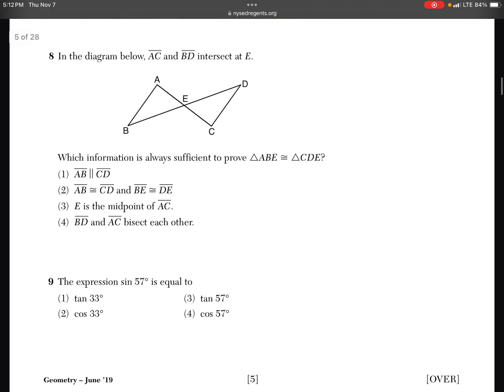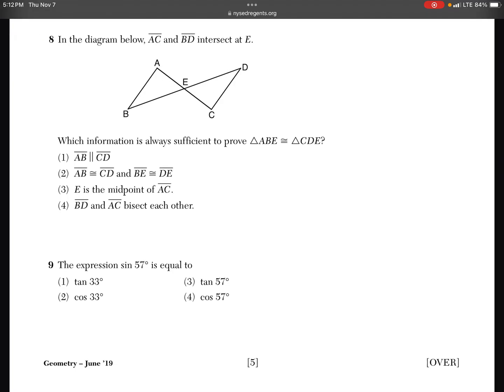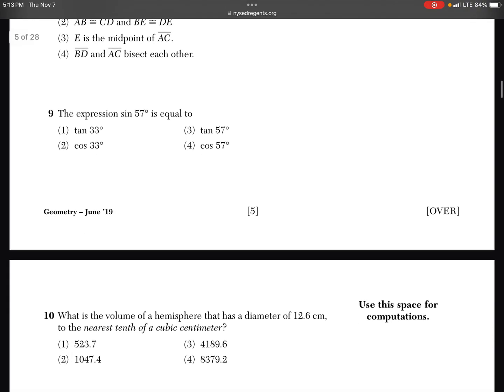Question 8, in the diagram below, we have this bow tie shape. Which information is always sufficient to prove that the two segments are parallel? Let's see, AB is congruent to CD, would give me sides and angles. I don't think that's it. E is the midpoint of AC, would also give me, so how about AB is congruent to CD and BE is congruent to DE. That would be enough because you'd have vertical angles. And, oh wait, is that going to give me angle side side? All right, BD and AC bisect each other. That's the winner. That'll give you side angle side congruence. The answer is number 4.